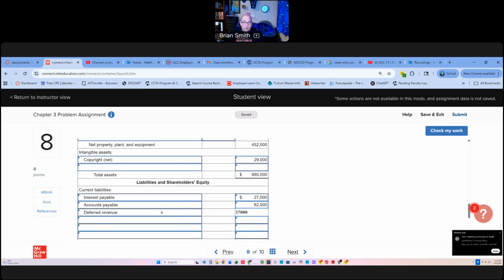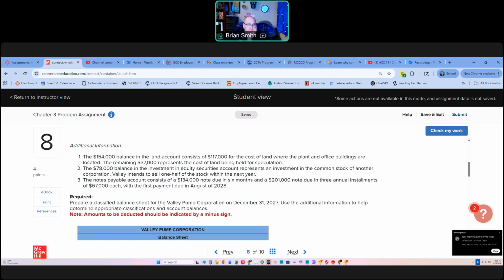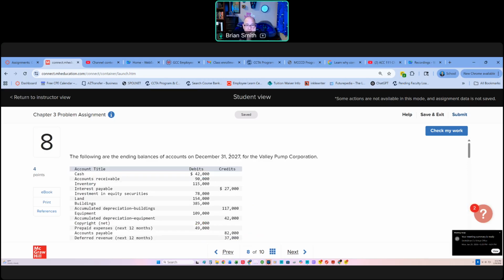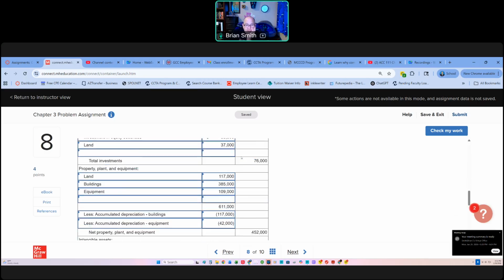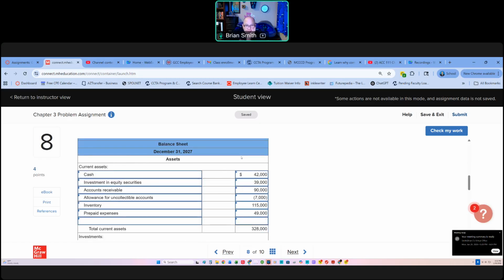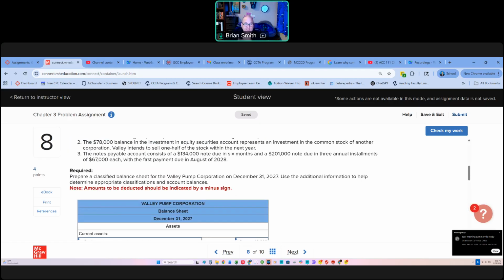37,000, yeah. All right, now we're doing current, so I'm thinking that might be it. Let's look at that notes payable note really quick. The notes payable account consists of 137,000, due in the next 6 months, and then 201,000 installment notes, 60,000. What year is this? Okay, we're in 27, and this says our first installment payment of 67,000 is due next year. So we've got to include the 67,000 and this 134,000 together as our current portion of the long-term debt.